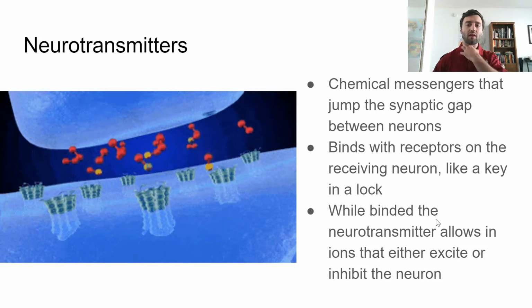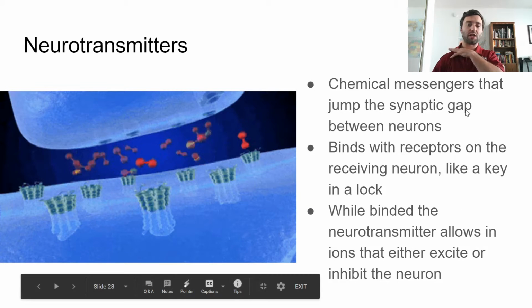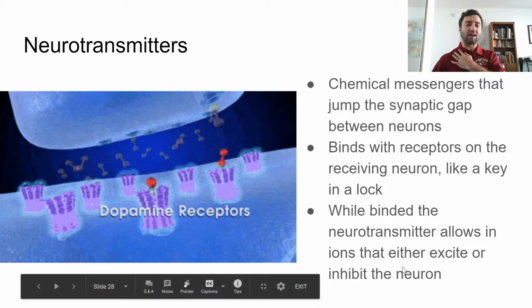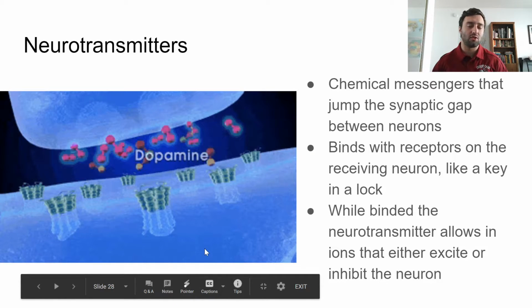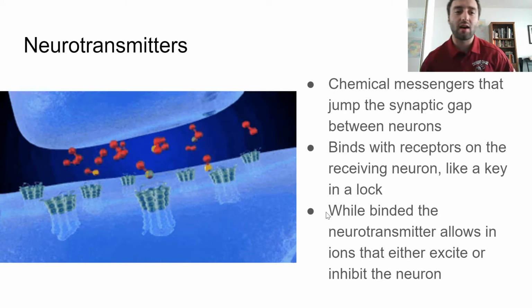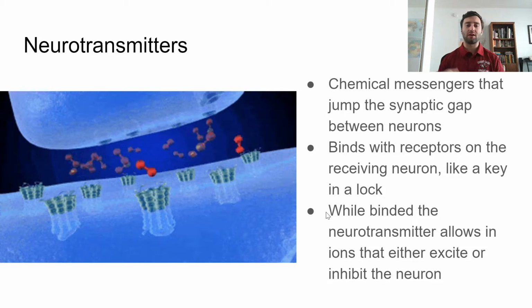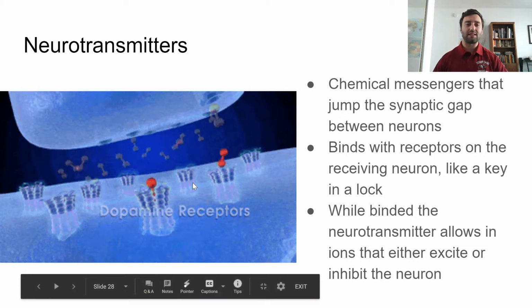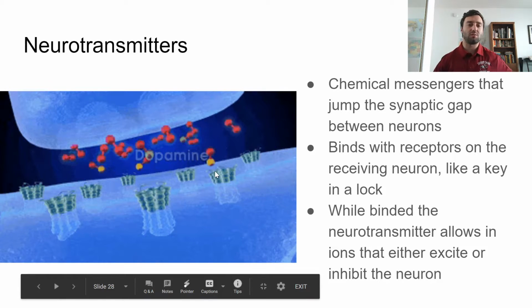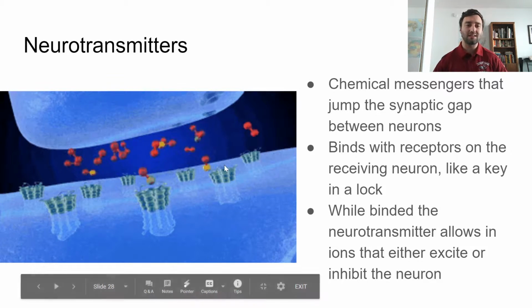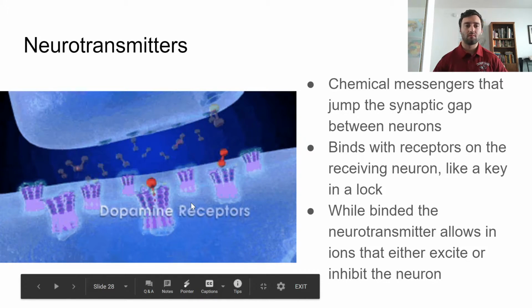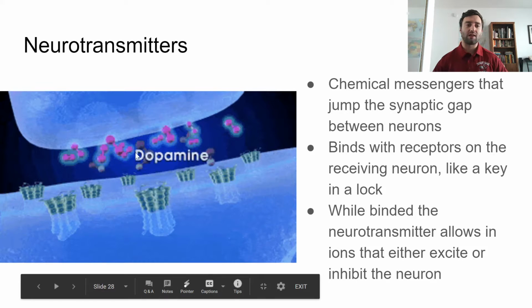While bound, the neurotransmitter allows in ions that either excite or inhibit the neuron. Before, we talked about how we can have excitatory and inhibitory messages being sent. This is how that's happening. Some of these neurotransmitters are going to send messages that excite this next neuron, and some of them will inhibit it. So there are multiple things that can be happening here.